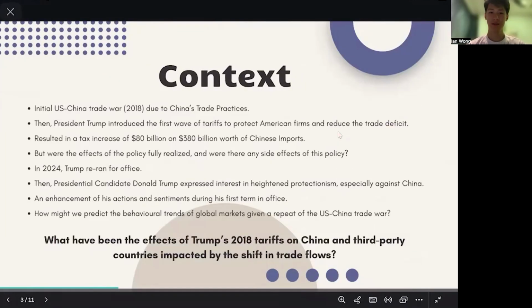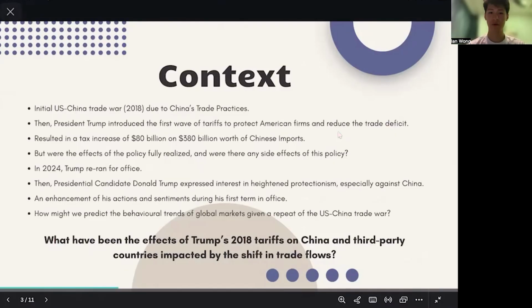In 2018, President Trump imposed tariffs on Chinese imports worth about $380 billion, effectively an $80 billion tax. These were designed to protect US producers against alleged Chinese dumping and reduce the trade deficit. But in practice, tariffs often have wider ripple effects.